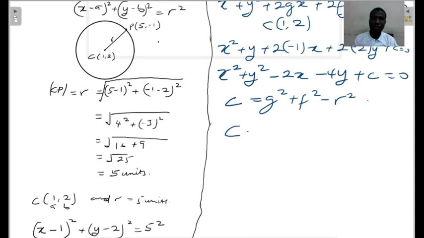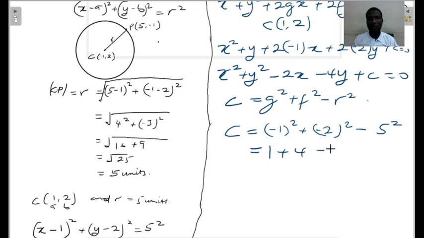So our c is going to be, our g is (-1) squared plus our f is (-2) squared minus r, which is 5 units, squared. Remember, there is a difference between this and this. This will give us -25, this will give us +4, this will give us +1 because of the parentheses. So you have to be careful with that. And this will give us 1 plus 4 minus 25. And that gives us 5 minus 25, which will give us -20.